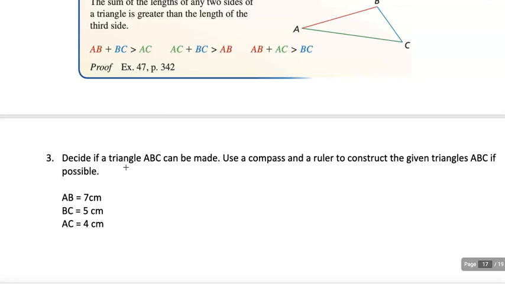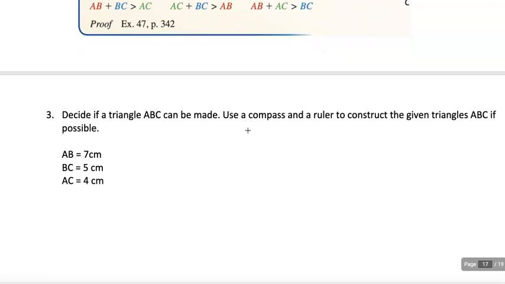The sides of the triangle ABC, can it be made? Use the compass and ruler to construct the given triangle ABC if possible. Okay, so we'll use a compass and a ruler on this one, but first I'm just going to decide whether this is big enough. So I'm going to put this in order.